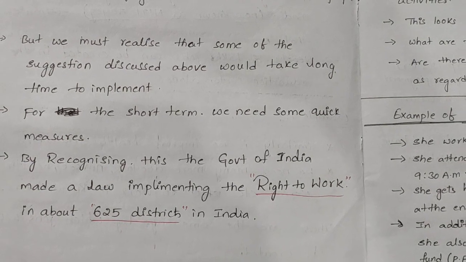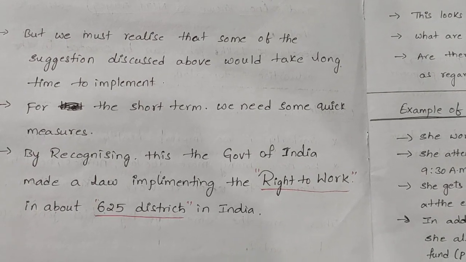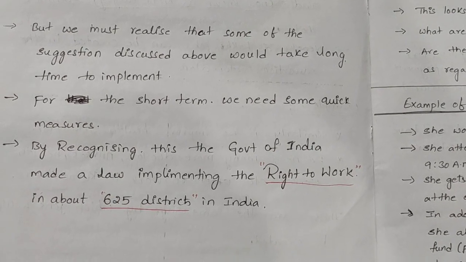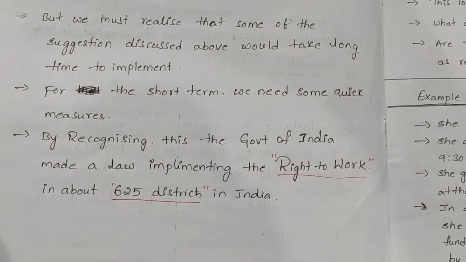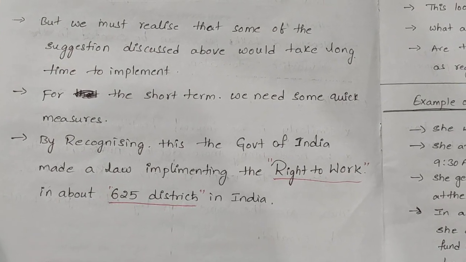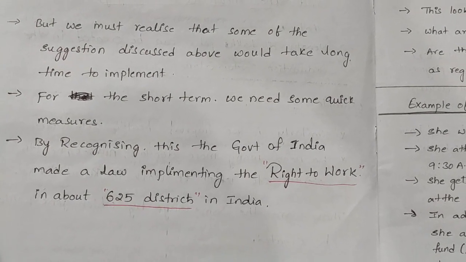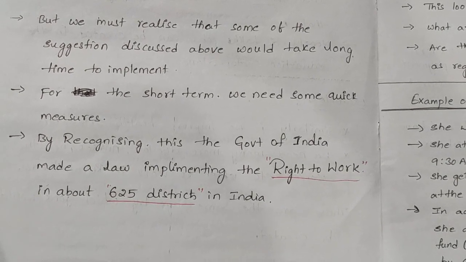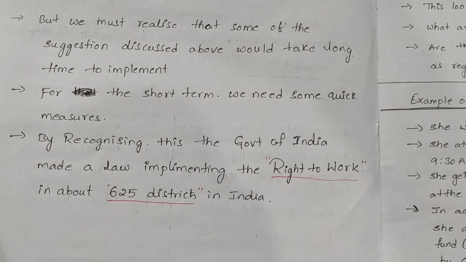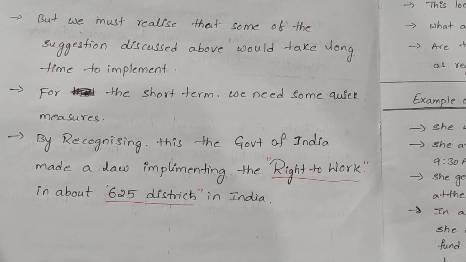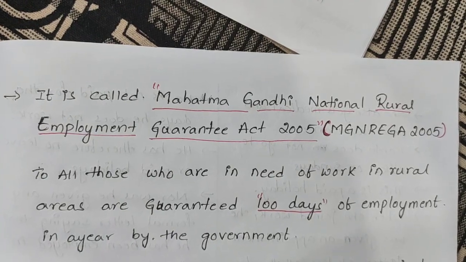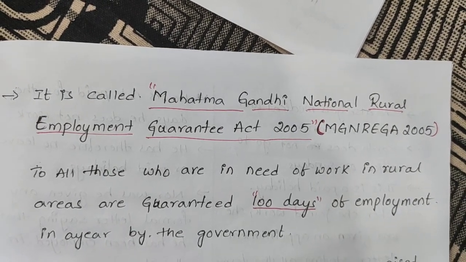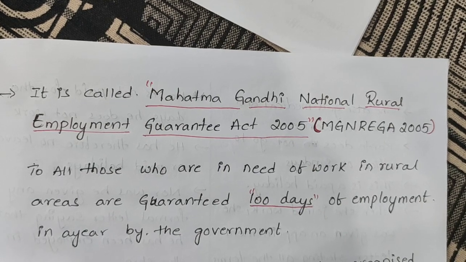To create more income and provide employment to the people, the government of India made a law implementing the right to work in about 625 districts in India. What is that law? The right to work. In about how many districts are they implementing it? 625 districts in India. That law is called the Mahatma Gandhi National Rural Employment Guarantee Act 2005, MGNREGA.